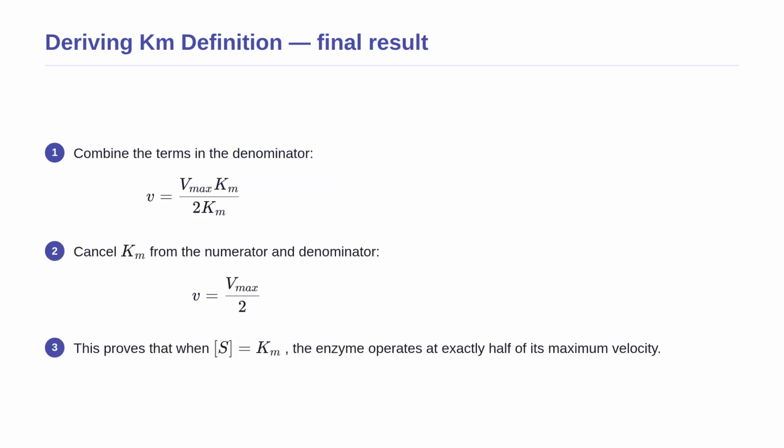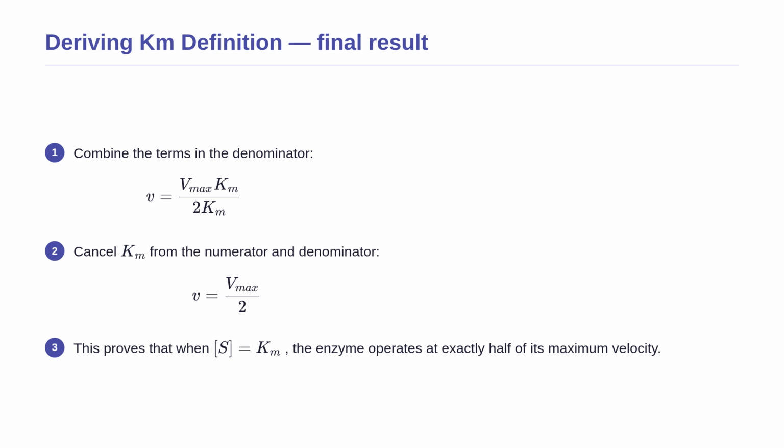Continuing from our setup, let us look at the denominator. We now have Km plus Km, which simply adds up to 2 times Km. Our equation becomes Vmax times Km, all divided by 2 times Km. Because Km appears in both the numerator and the denominator, and it represents a non-zero concentration, we can mathematically cancel it out. This leaves us with our final result.